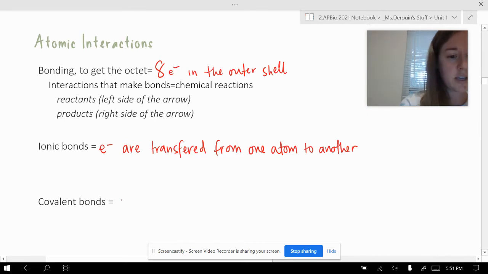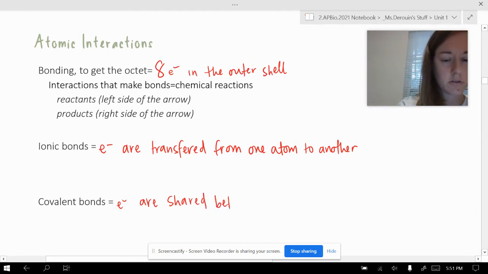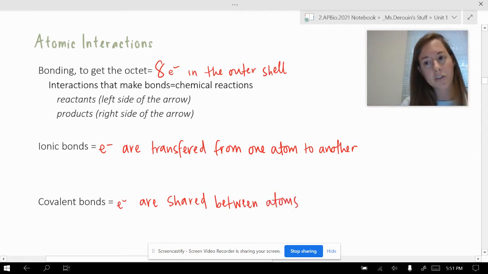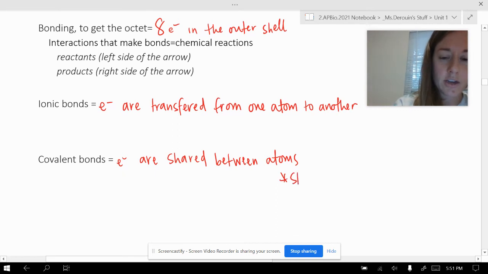In covalent bonds, electrons are shared between atoms. Now, in biology, we consider covalent bonds to be the strongest bonding type. I'll put that down here, that these guys are the strongest bond type.